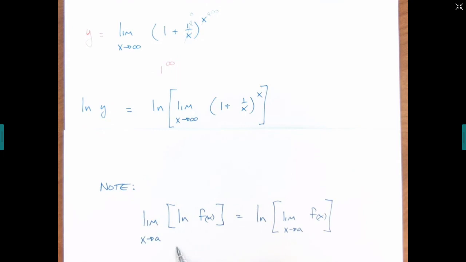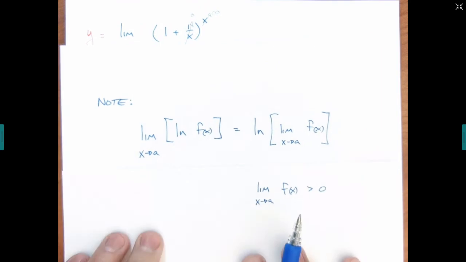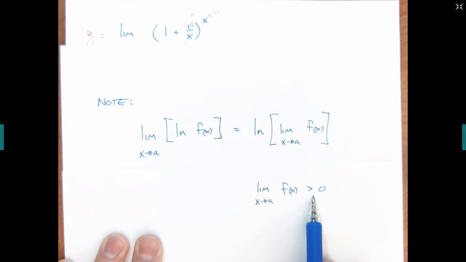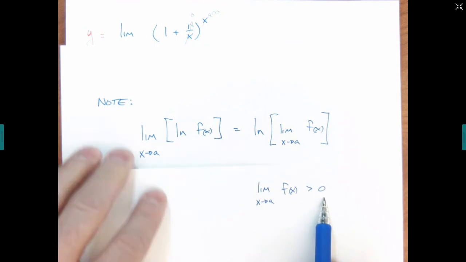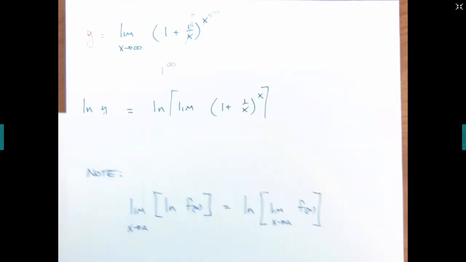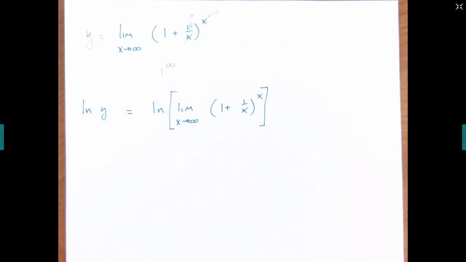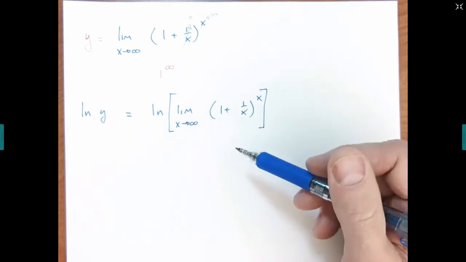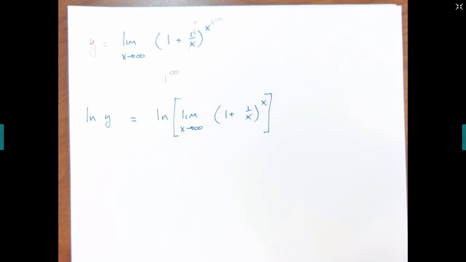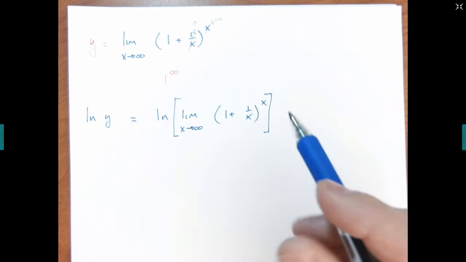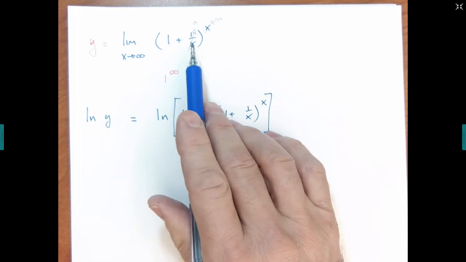If we have the limit of the natural log of a function as x approaches a, it's the same thing as the natural log of the limit as x approaches a of f of x. With a caveat here, I should add the little caveat. If you're going to put this note in your notes, here's the caveat. As x approaches a, the limit of that function must be greater than 0. So let's inspect that to see if that holds up. So this is a caveat to this limit rule or limit law. I don't usually call them laws or rules. They're just truths, things that are true.